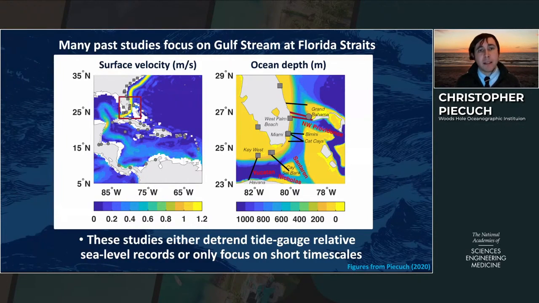One is that it implicitly assumes that once you remove the trend, you no longer have solid earth geophysical effects in your tide gauge record, which is not, strictly speaking, true. It also precludes you from looking at possible ocean circulation changes on the longest timescales because you just removed the trend. But again, this sort of procedure is really typical of most studies.